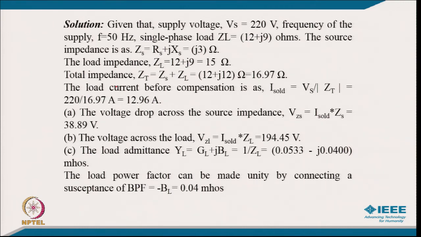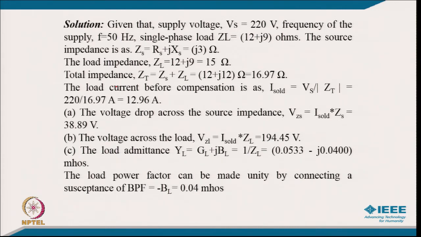The voltage across the source impedance now will be IS old into ZS, that is 12.96 into your 3 ohm inductive. So, 3 into that will be your 38.89. That is the voltage across the source impedance, and the voltage across the load we can find out from IS old into ZL. In place of 220, we are getting the voltage across the load only 194.45 because of the source impedance. That is the remaining voltage, the drop across the source impedance.